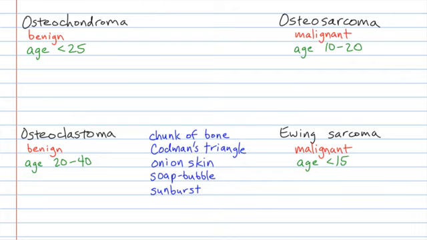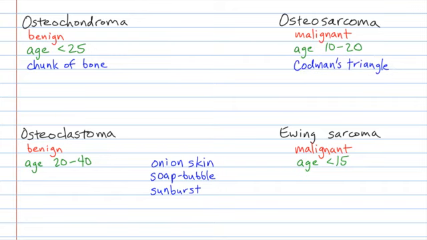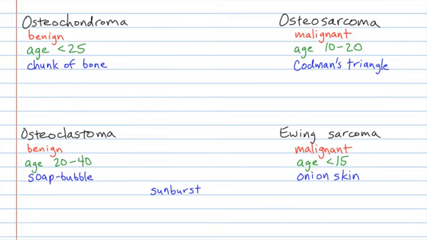And then osteochondroma is seen in patients less than 25, and osteoclastoma is seen in patients aged 20 to 40. And then for the radiographic appearances, for osteochondroma, that's the chunk of bone that's kind of stuck on the end of the bone, kind of around the knee. Codman's triangle is seen in osteosarcoma. The onion skin appearance is seen in Ewing sarcoma. Soap bubble is seen in osteoclastoma. And then the sunburst is osteosarcoma as well.